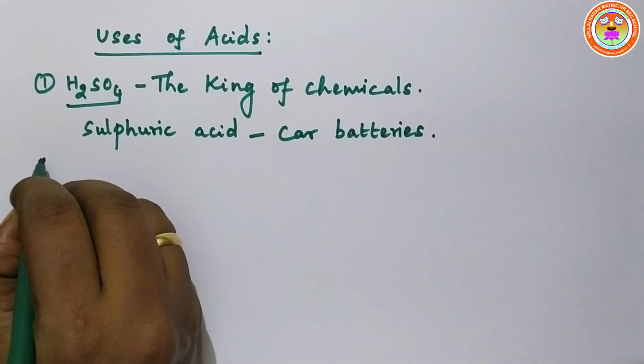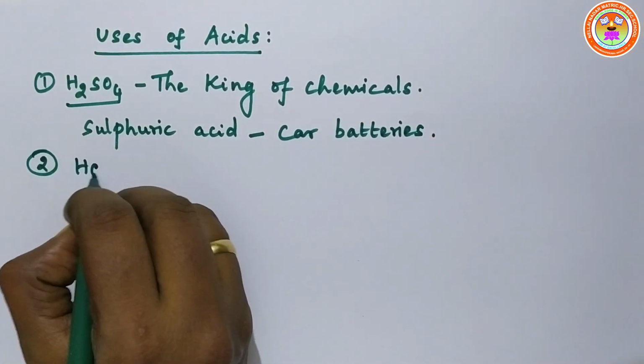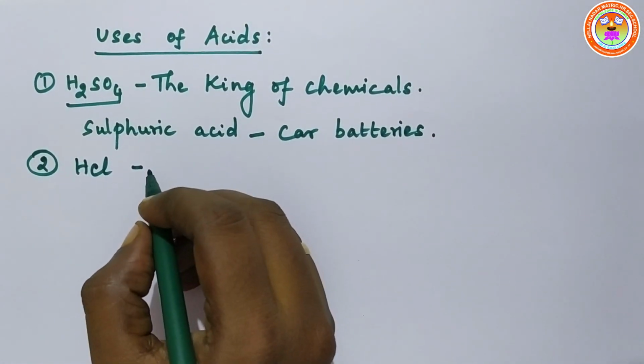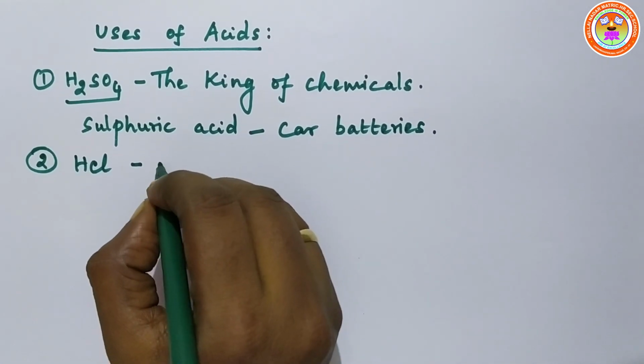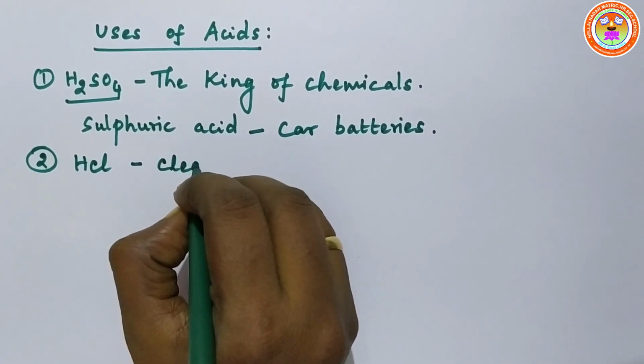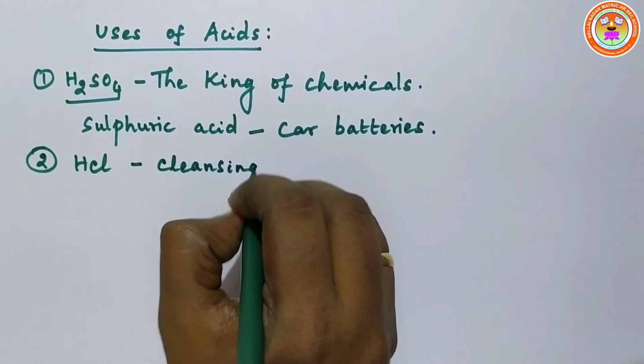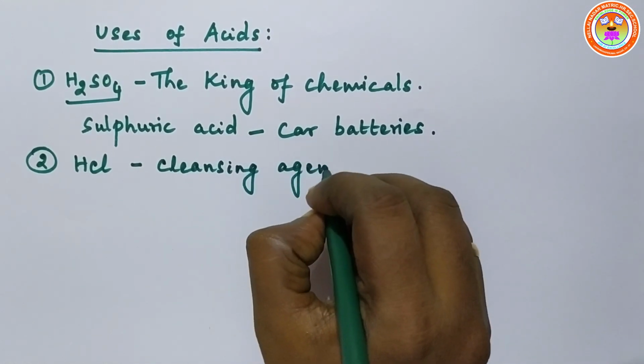Okay. Then hydrochloric acid. Hydrochloric acid is used as a cleansing agent for toilets.